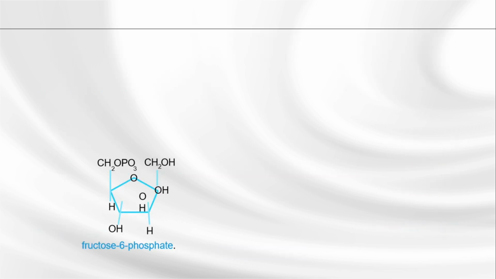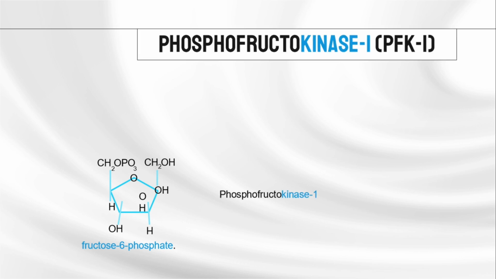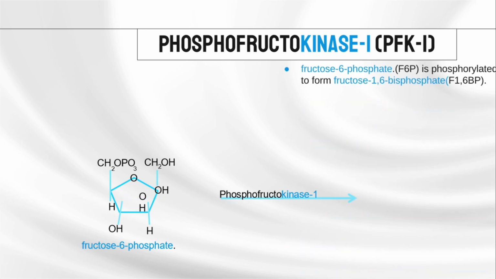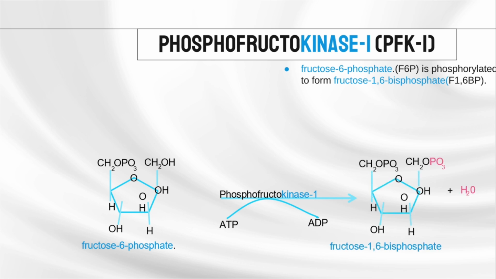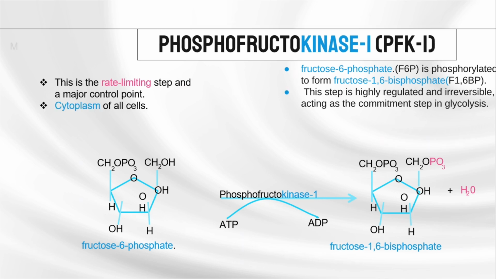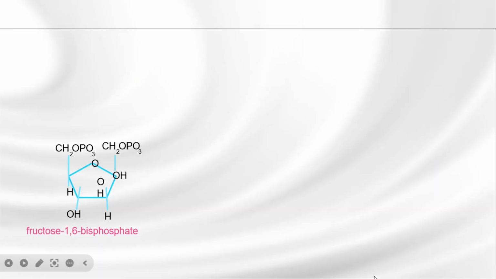Step 3. Fructose 6-phosphate, F6P, to fructose 1,6-bisphosphate, F1,6BP. Now, things get serious. The enzyme phosphofructokinase 1, PFK1, steps in to phosphorylate F6P using another ATP, creating fructose 1,6-bisphosphate, F1,6BP. This is the rate-limiting and highly regulated step, making it the main control point of glycolysis. Mnemonic: F1,6 is funded.